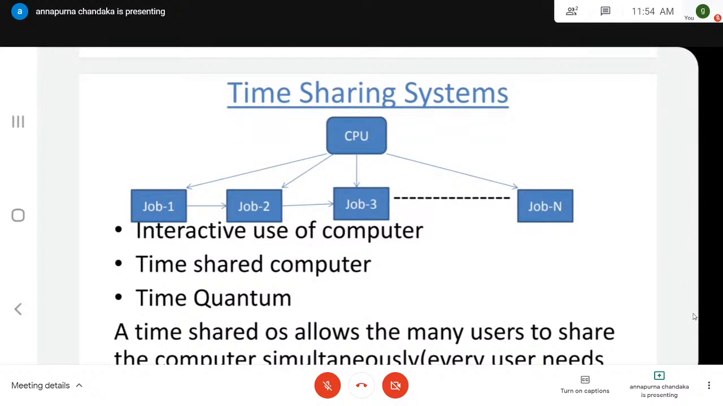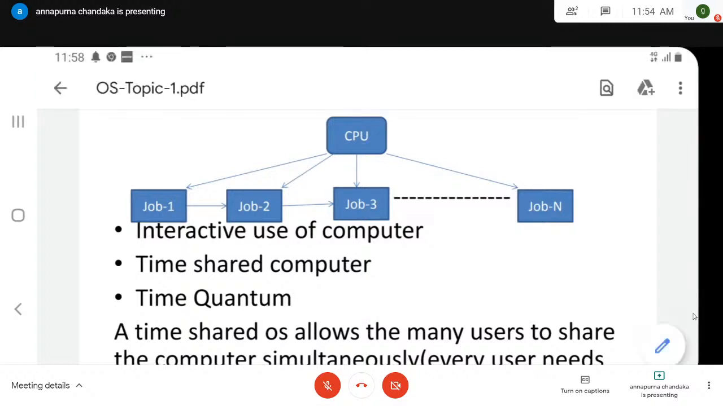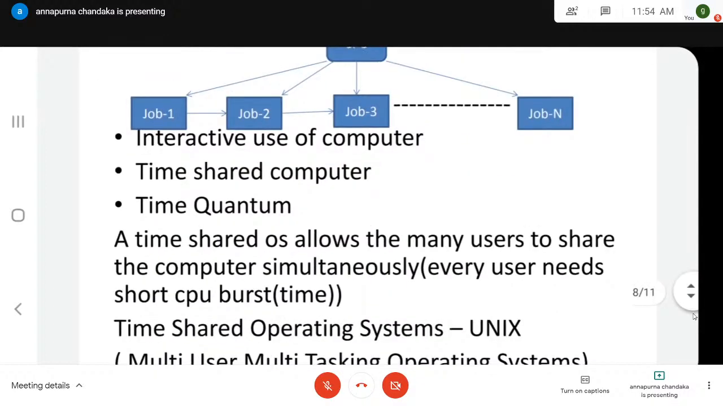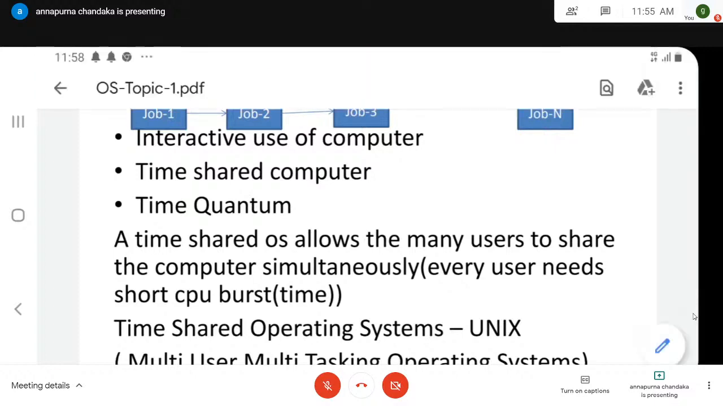One user can operate it on a single CPU and do only one job at a time, only one process at a time. That is a single user, single tasking operating system. Single user multitasking: here the point is very clear. One user can operate on one CPU and do multiple tasks at the same time.